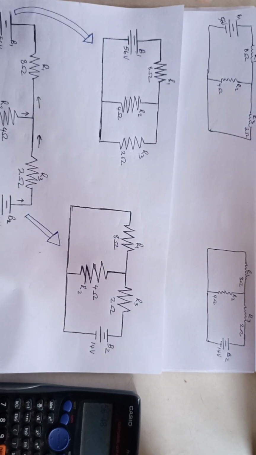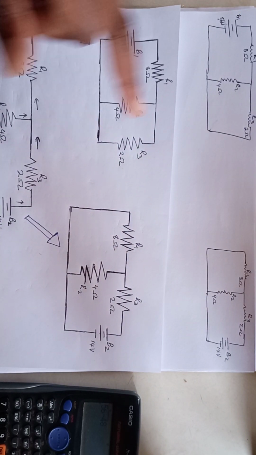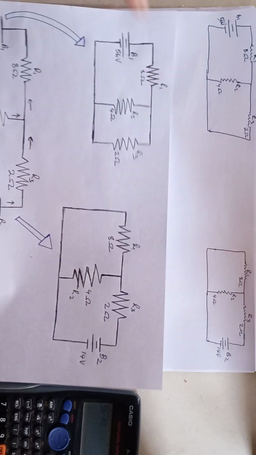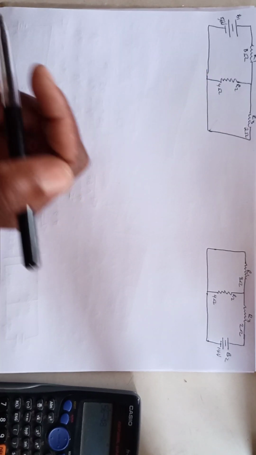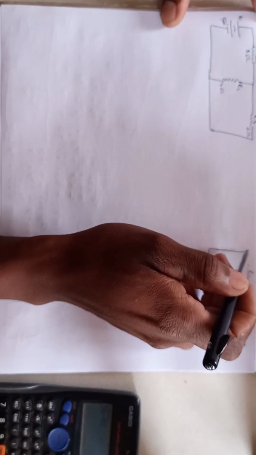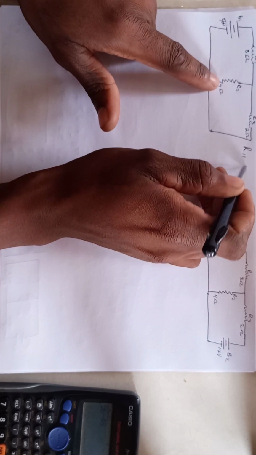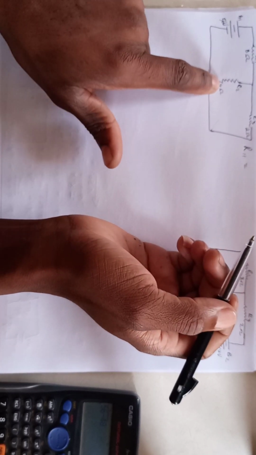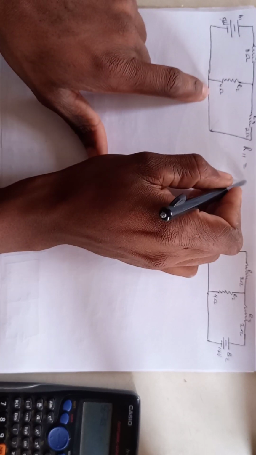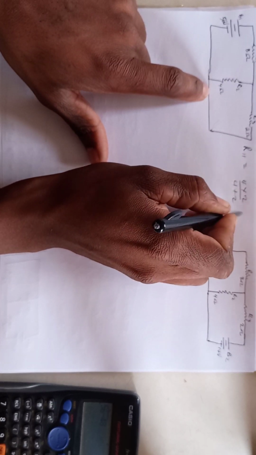On this paper, I've just drawn this circuit. So B2 is shorted, B1 is not shorted. Now let's work with this circuit and calculate the currents and voltages. We said we will first calculate the total resistance of this parallel circuit, which will be 4 times 2 divided by 4 plus 2.